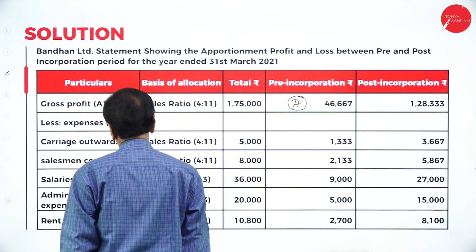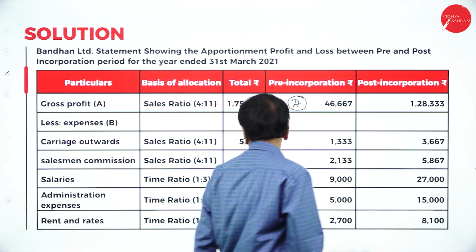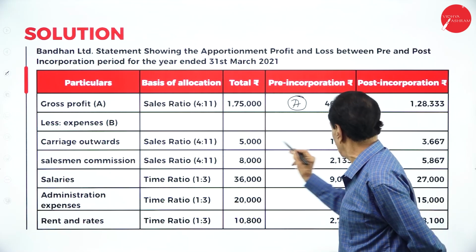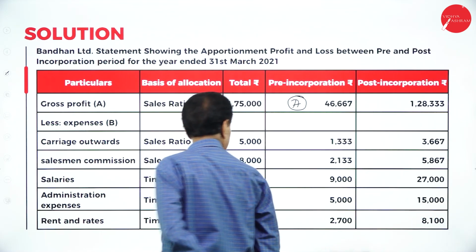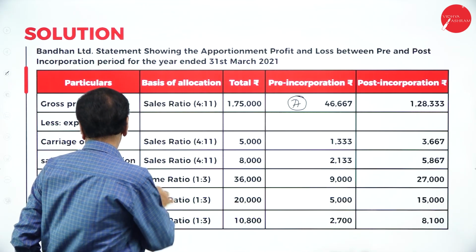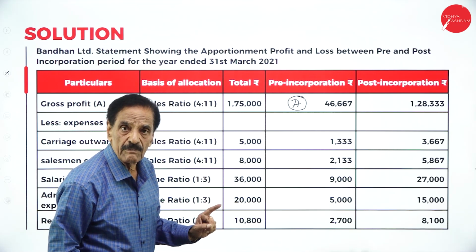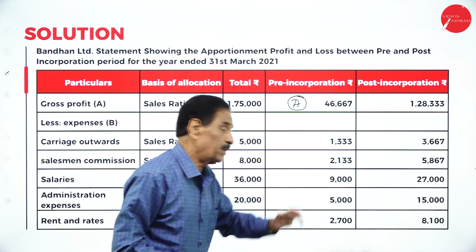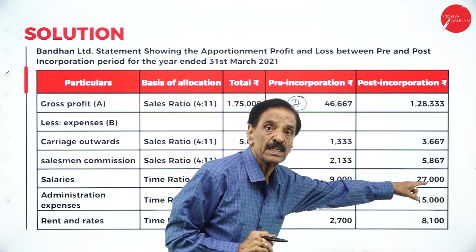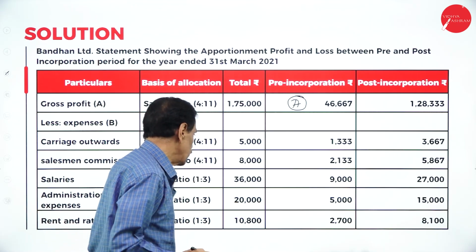This is revenue profit. Now expenses. Your expenses, carriage outwards based on sales ratio 5,000, 1,333, 3,667. Then sales commission, sales ratio 8,000. If we divide, pre-incorporation 2,133, post-incorporation 5,867. Regarding the salary, time ratio 1 is to 4.